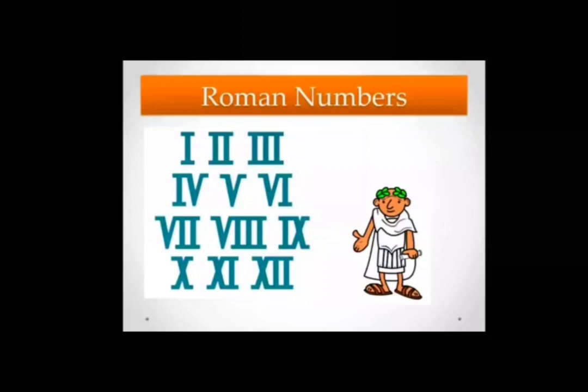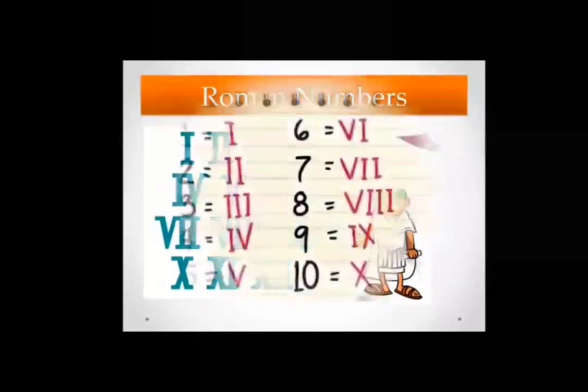Roman numbers are generally the numbers that originated in ancient Rome and remained the usual way of writing numbers throughout the European countries. The numbers in these systems are represented by the combination of letters from the Latin alphabet.